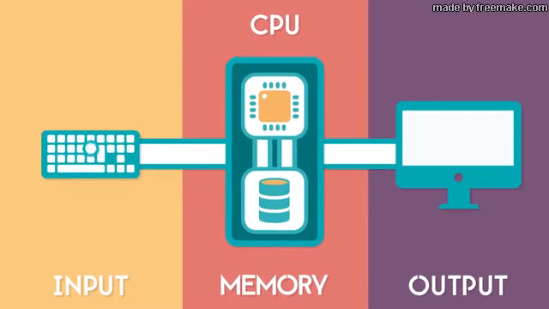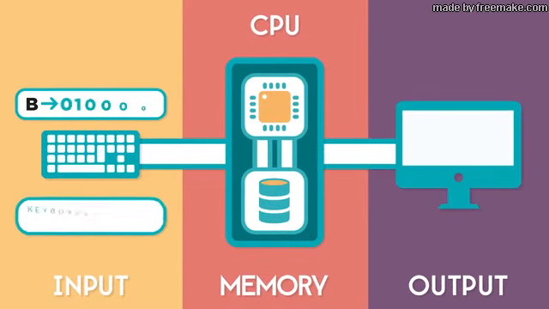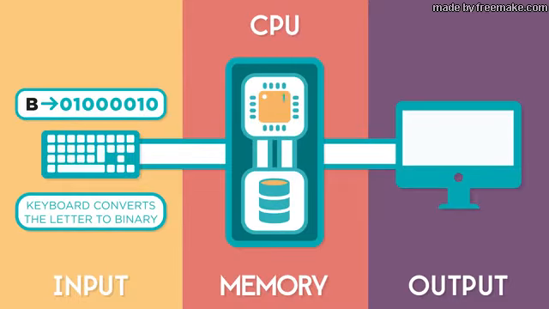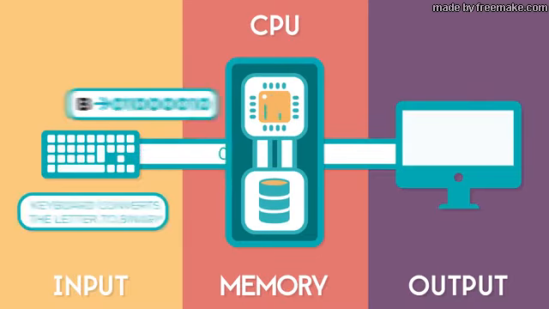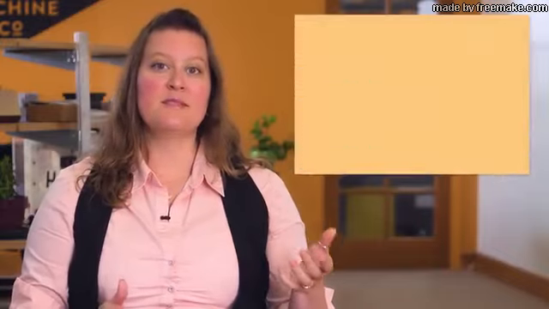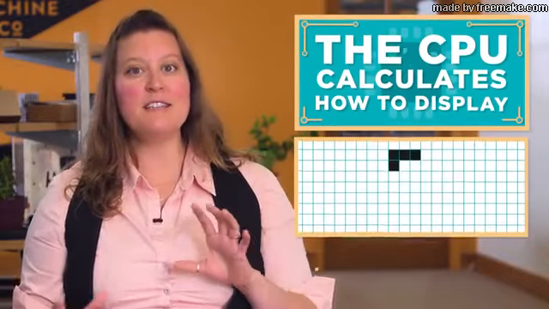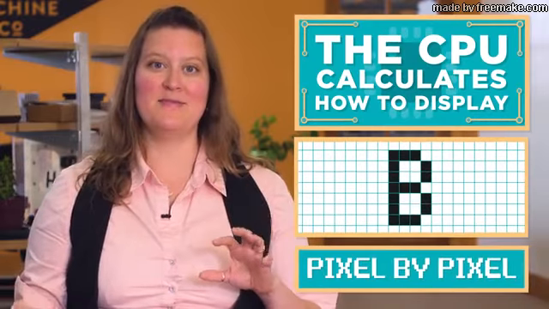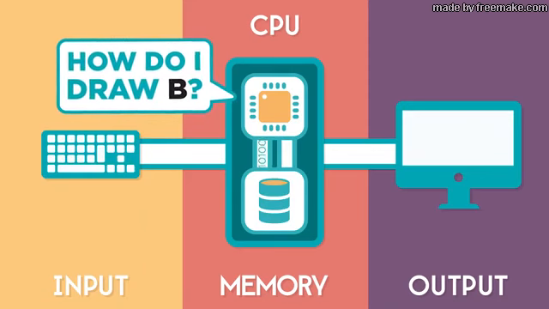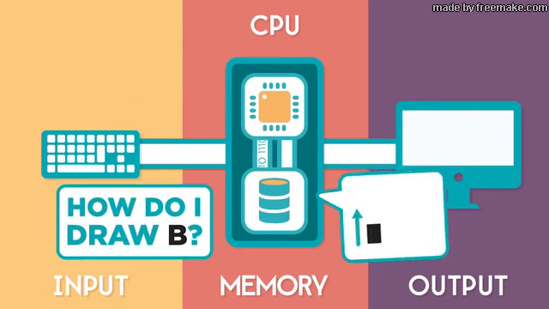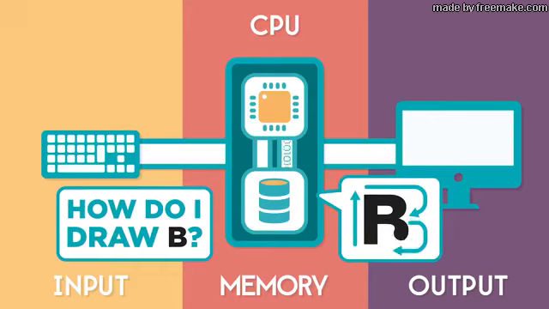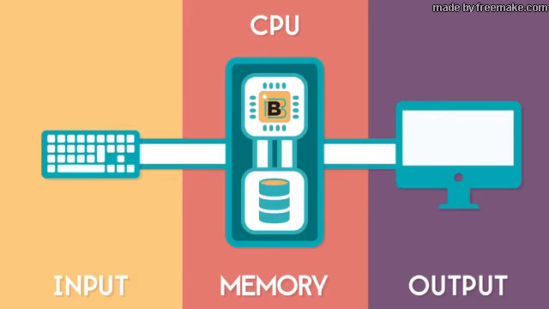When you press a key on your keyboard, let's say the letter B, the keyboard converts the letter to a number. That number is sent as binary, 1s and 0s, into the computer. Starting from this number, the CPU calculates how to display the letter B pixel by pixel. The CPU requests step-by-step instructions from memory which tell it how to draw the letter B. The CPU runs these instructions and stores the results as pixels in memory.